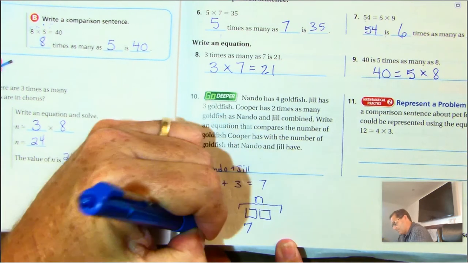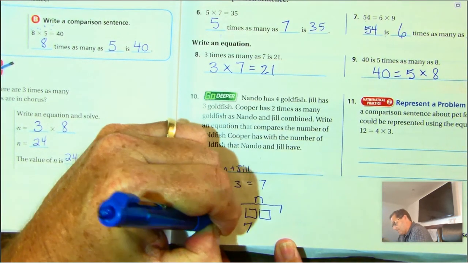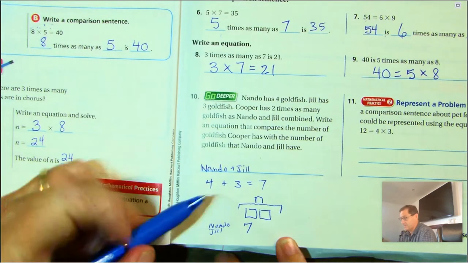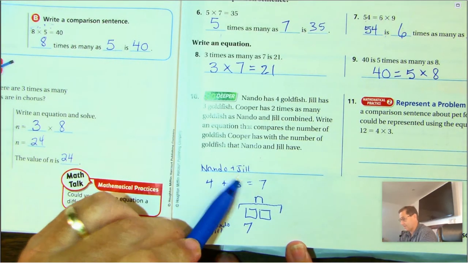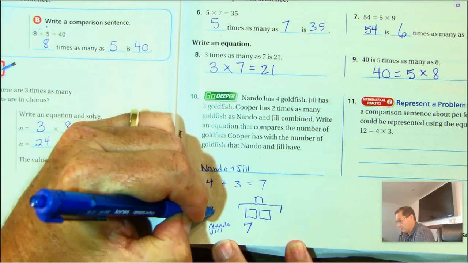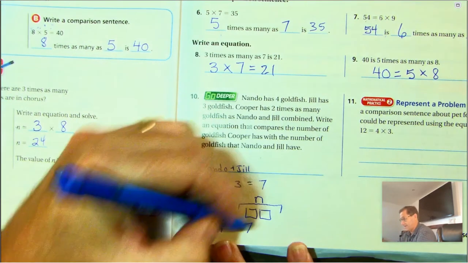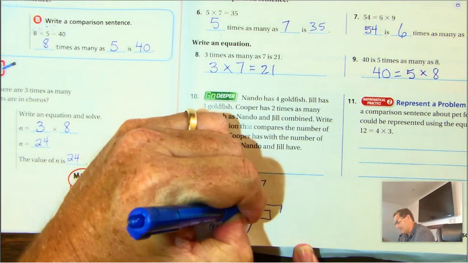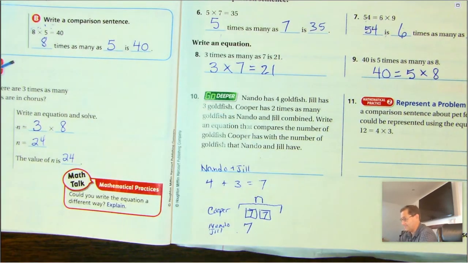So Nando and Jill have 7 because we went 4 plus 3. We know that Cooper has 2 times as many as them. So he has 2 sets of 7. So where is that equal?